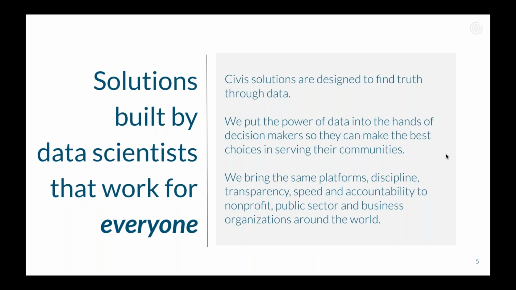Before we jump in, we want to take a few minutes to introduce us, Civis Analytics. We were founded in 2013 by members of the analytics team for President Obama's re-election campaign on the idea that the tools and methodologies that worked for the campaign would provide value for all organizations, businesses, governments, and nonprofits. All of our work, from the technology we build to the survey research we field to the custom analysis we offer, is designed to put the power of data into the hands of decision makers so they can make the best choices for their communities.